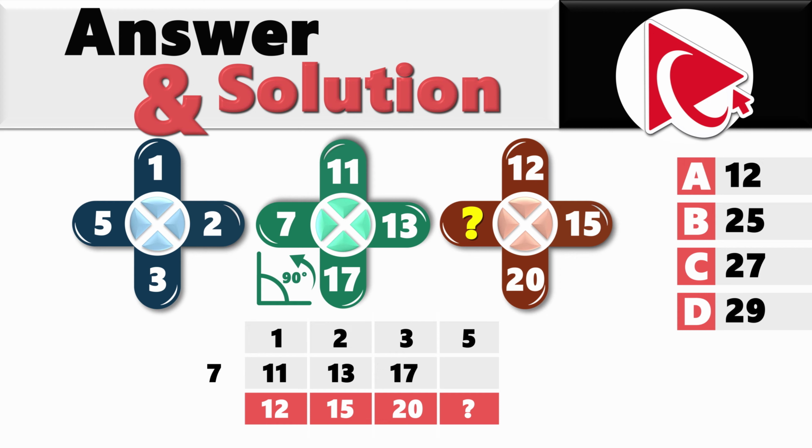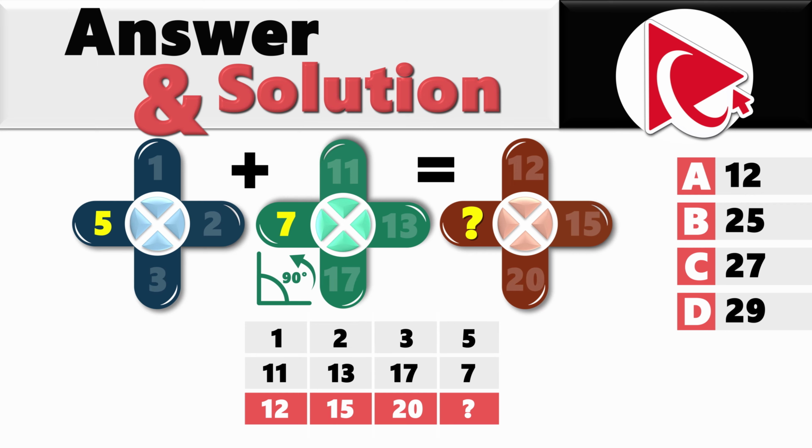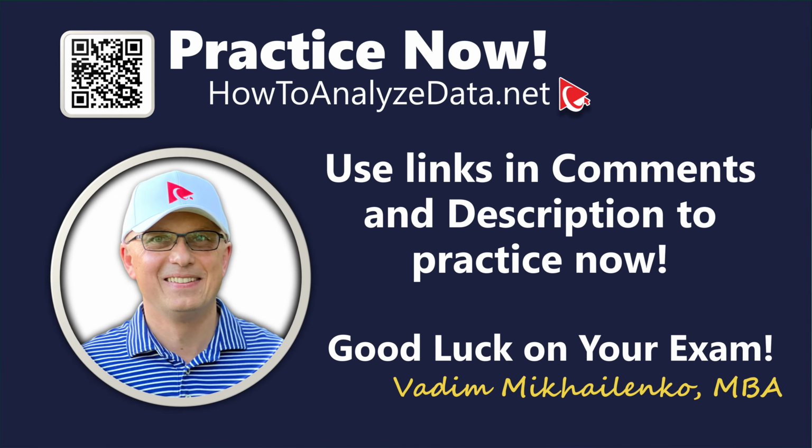sense. For example, 1 plus 11 equals 12, 2 plus 13 equals 15, 3 plus 17 equals 20, which means that 5 plus 7 equals 12. So the correct answer here is choice A, 12.